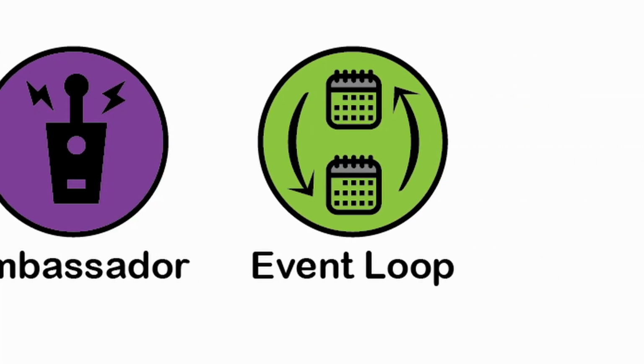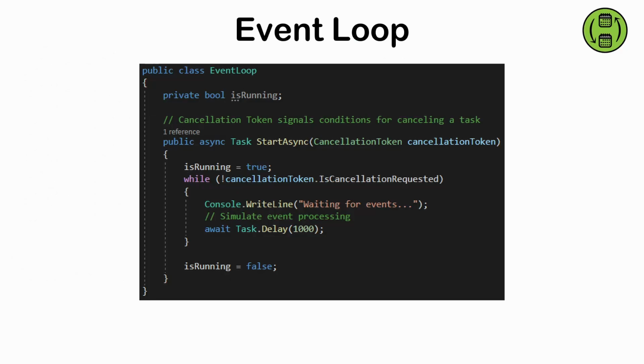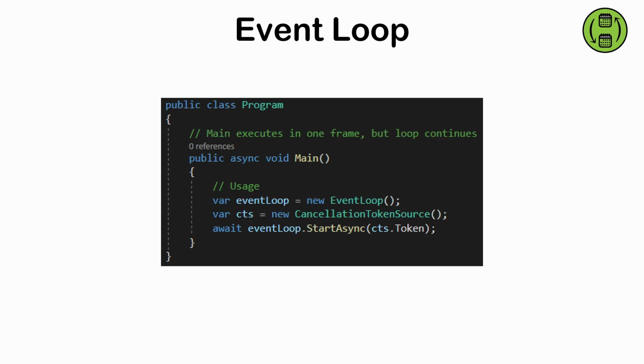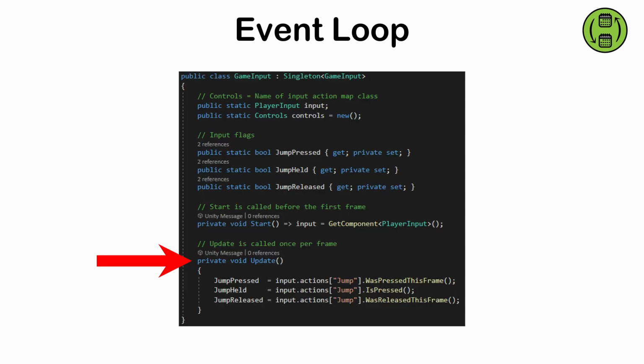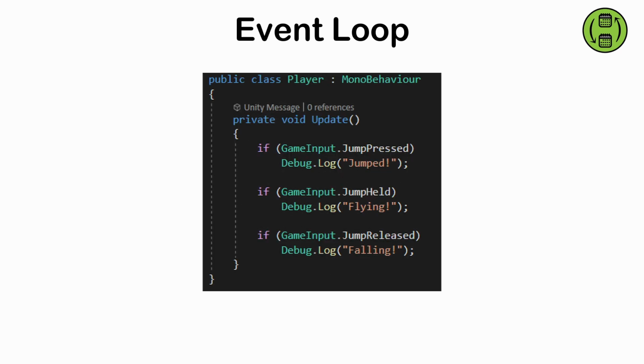The event loop pattern. A programming pattern that continuously waits for and processes events. It's foundational for asynchronous systems like GUIs or server message handling. An input system is a good example of this pattern, as it constantly checks for inputs and then fires off events when it detects one. Other systems can then listen for those events while carrying on their normal business.